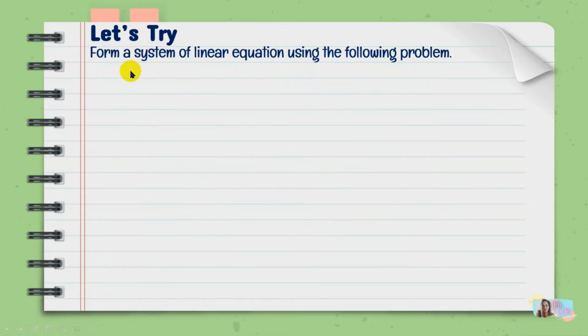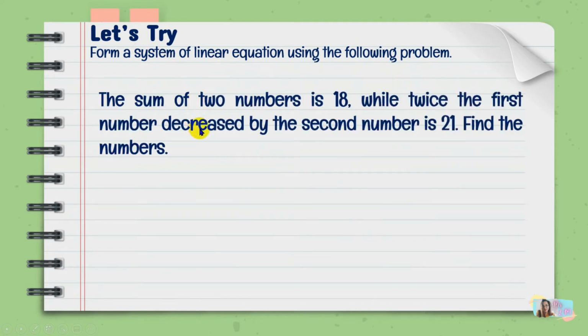So now, let's try to form a system of linear equations using the following problem. We're not going to solve this problem, but we're just going to form the linear equations from this problem. Okay? So the sum of two numbers is 18, while twice the first number decreased by the second number is 21.